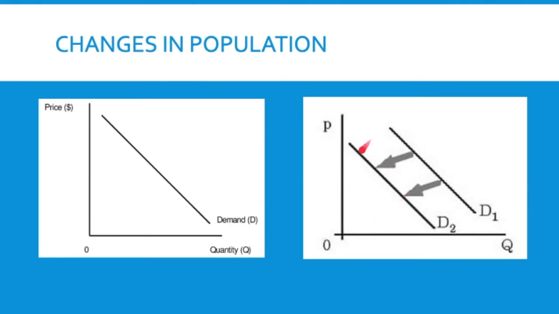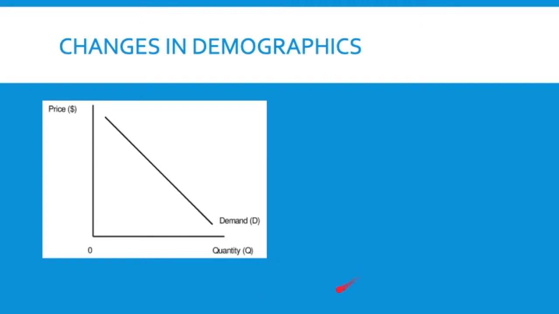And then the opposite would be true. If more people moved into this region, then demand would go up because there'd be more people to buy it. Another shifter in demand could be demographics.